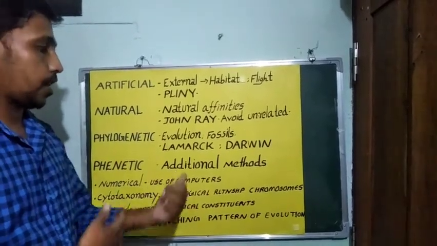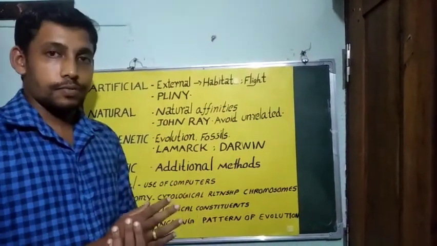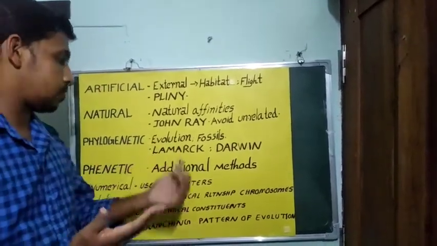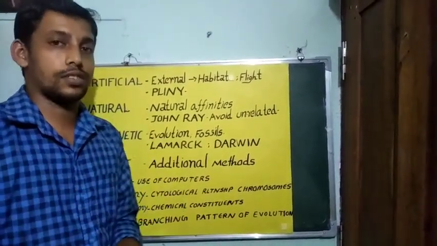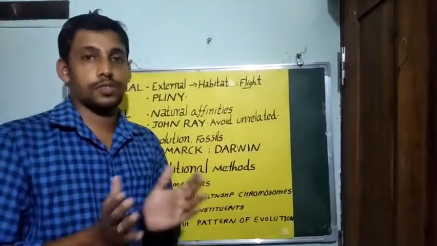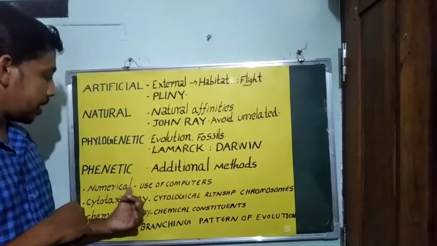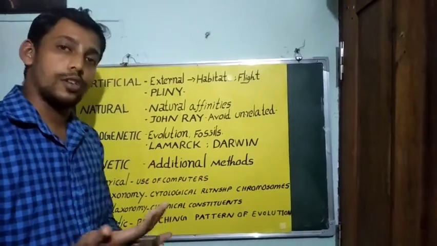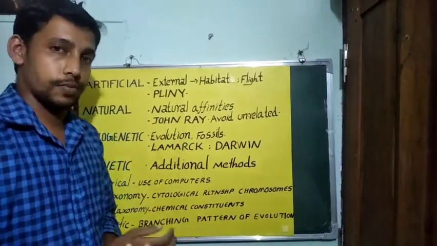The last one we are going to discuss is the phenetic system of classification. In the absence of fossils, it will be very difficult to classify the organisms by using the phylogenetic classification. So at that time we may need some other criteria or additional methods to classify these organisms, which we have discussed in the last class. Here, numerical taxonomy: the use of computers, where codes and numbers are used to assign different characters of organisms.